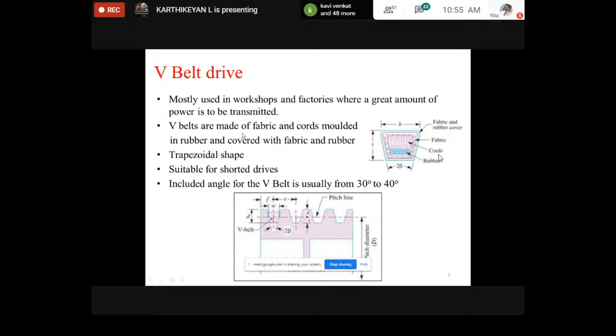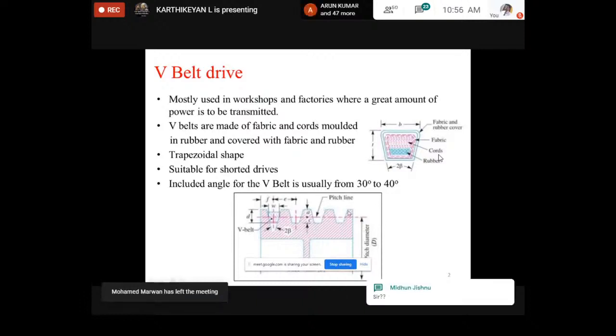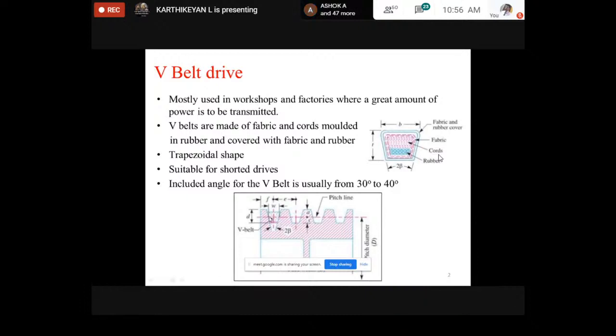The V-belt drive is only suitable for shorter drives, and the included angle of the V-belt is usually from 30 degrees to 40 degrees. This 2β value lies between 30 degrees and 40 degrees. In V-belt drive, the power is transmitted by the wedging action between the belt and the V groove in the pulley or sheave. The wedging action happens as shown in the below image, and the groove angle in the pulley lies between 32 degrees and 38 degrees.